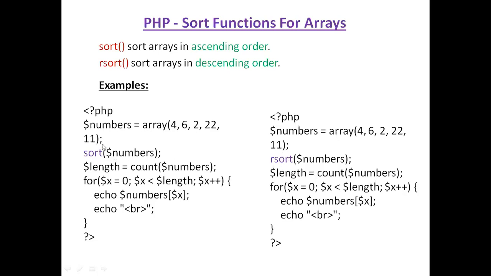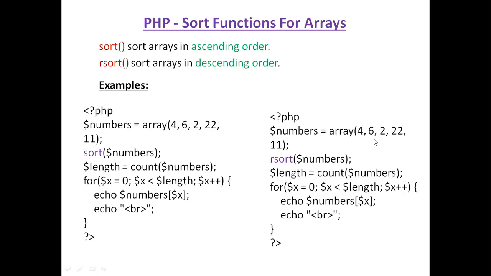Okay, and when this program runs, the output will be 2 coming first. 2 is the smallest one. 2, 4, 6, 11, and 22. After the small one, the bigger one comes. But here, because of rsort, it is a descending order. The biggest one comes first, then after that, the smaller ones.